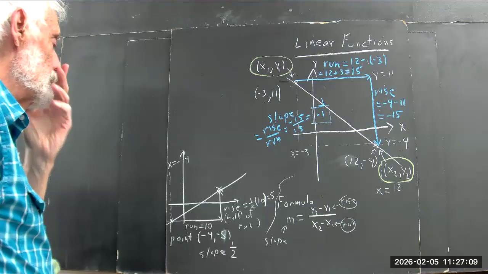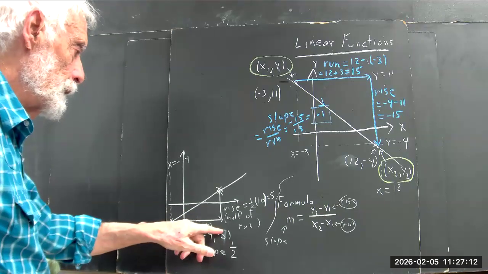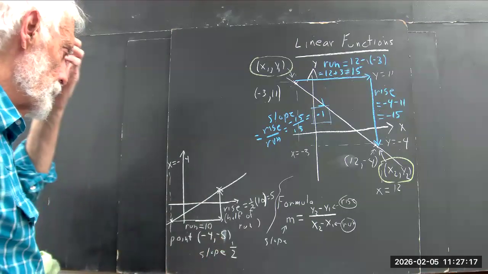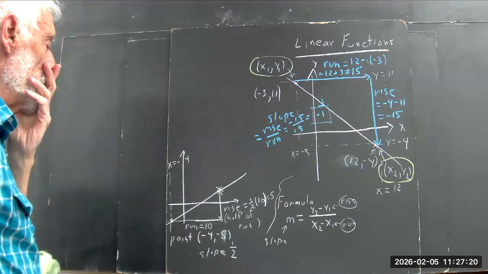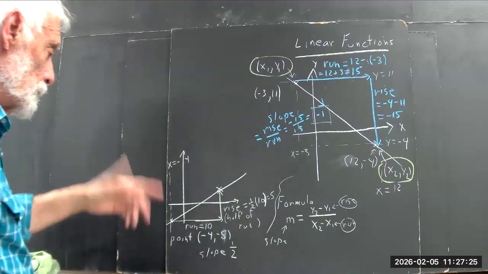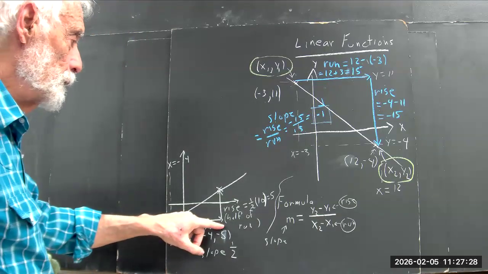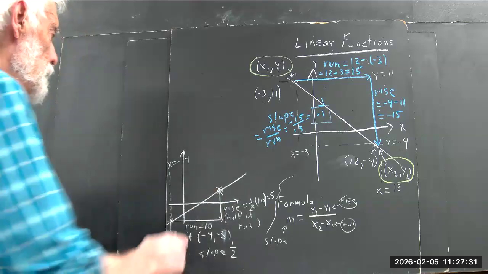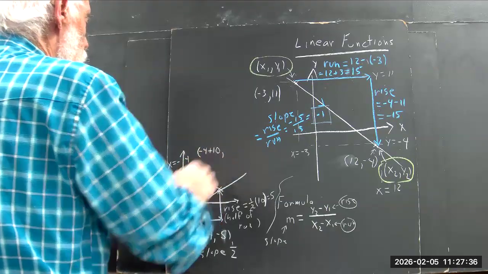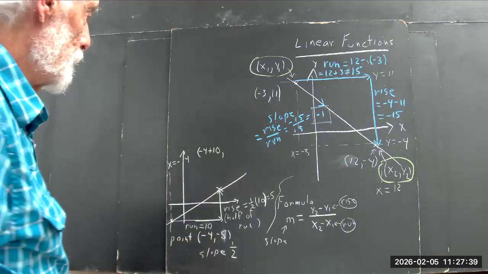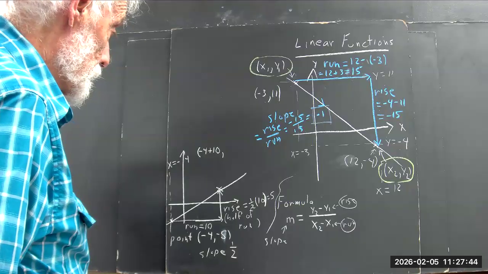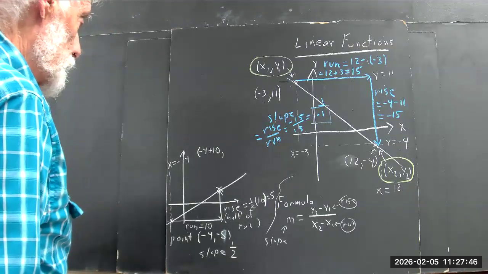Now, if I know that the run is 10 and the rise is 5, and I'm starting at the point (-4, -5), then what are the coordinates of this point? Well, if I start at -4 and go 10 units, this point has to be at x equals -4 plus 10. And the second point has to be 5 units higher. And boy, I messed that up, didn't I?